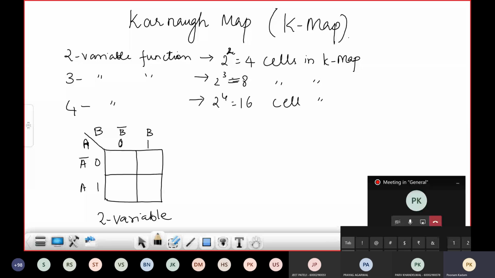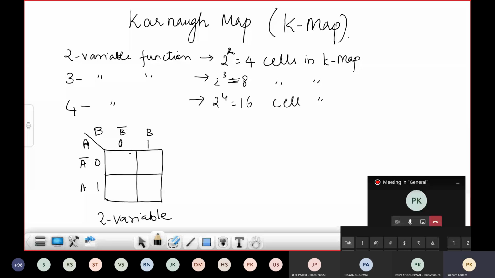Now, I said each cell corresponds to a unique min term, right? So let us find out which min term this cell is representing. To find out which min term the cell is representing, you have to look at both the row label and the column label together. If you look at this first cell, what is the row label associated with it? It is A bar. What is the column label? It is B bar.